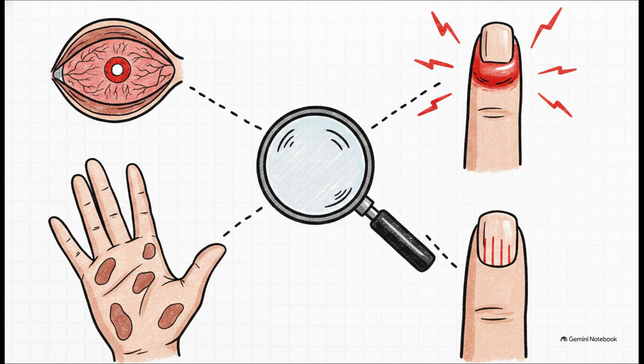Now, if you only remember one single thing from this whole explainer for your board exams, make it this list. Here's your cheat code. Osler's nodes are painful. Remember O for Osler and O for ouch. They're tender, raised swellings on the fingertips.